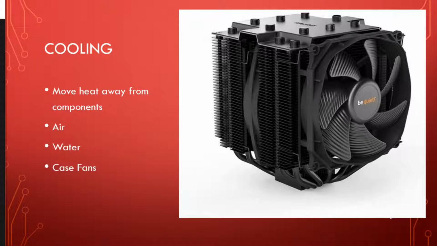And that is with air cooling, which is what I have up here on the screen. At the very bottom of that picture, there's a little aluminum or copper block. That's actually what touches your CPU. You put a little bit of thermal paste on that CPU before you switch this down. And the thermal paste helps conduct heat away from that CPU.